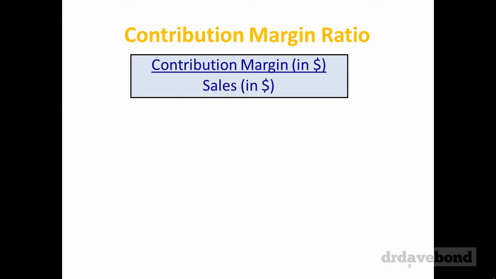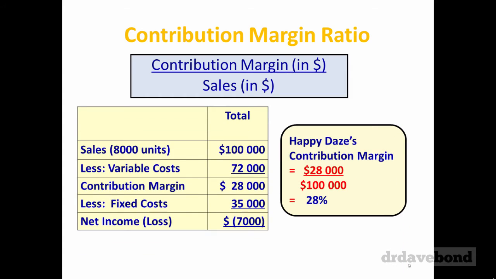Before we move on, just one more thing to take into account is this thing called the contribution margin ratio. The contribution margin ratio is the contribution margin, which we've just worked out. You can either work this out on a per unit or in total basis. Either way, it's going to give you the same number. In this case, we're doing it on a total basis.